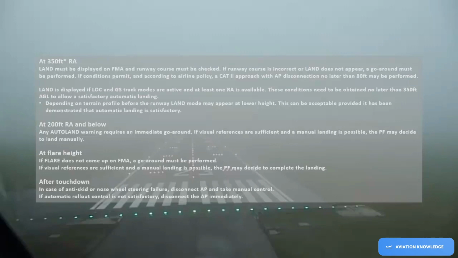After touchdown, in case of anti-skid or nose wheel steering failure, disconnect autopilot and take manual control. If automatic rollout control is not satisfactory, disconnect the autopilot immediately.